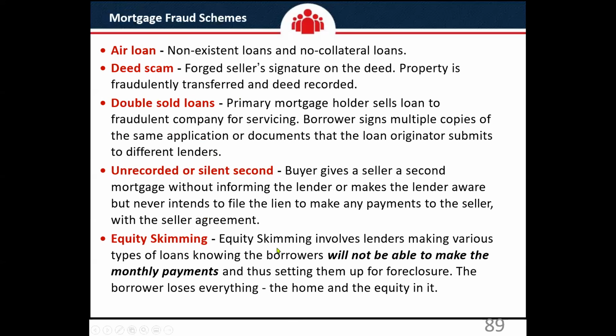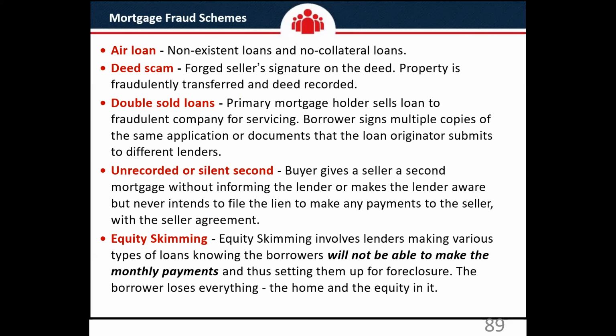An air loan is a non-existent loan with no collateral. Deed scams, where we forge sellers' signatures on the deed. The property is fraudulently transferred and the deed then gets recorded in a new person's name. A double sold loan is when the primary mortgage holder sells the loan to a fraudulent company for servicing. The borrower signs multiple copies of the same application or documents that the loan originator submits to different lenders.